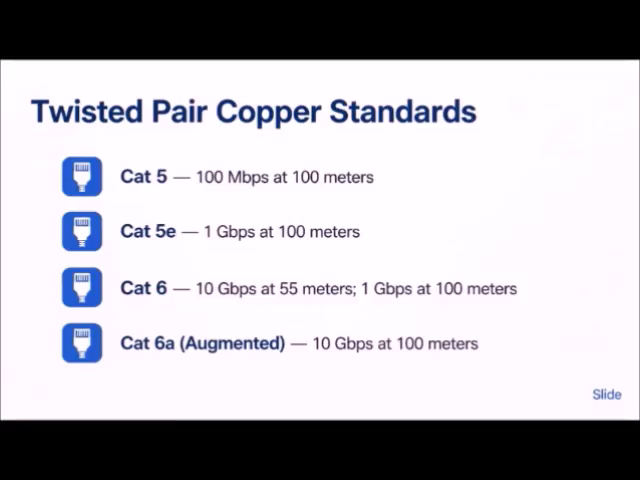Cat6 is rated for speeds up to 10 gigabits per second at reduced distances up to 55 meters. Supports 1 gigabit per second up to 100 meters. Cat6a, augmented, is rated for full 10 gigabit per second speeds at maximum distances of 100 meters.